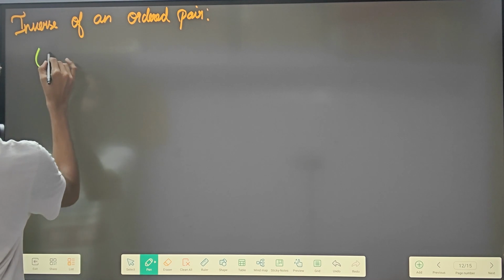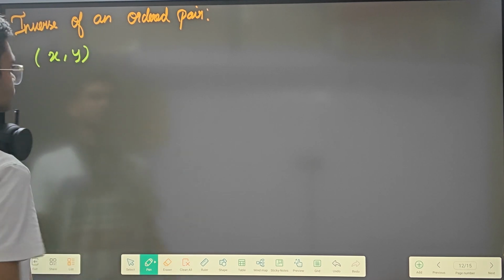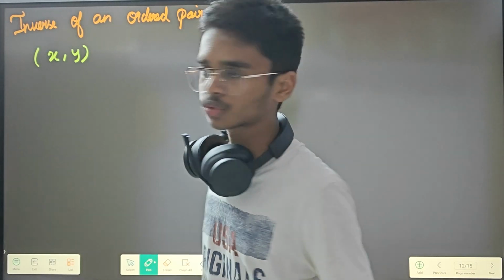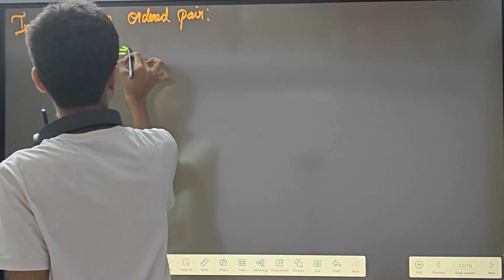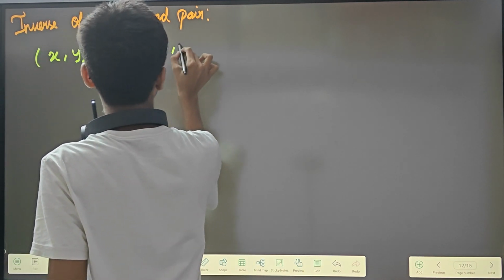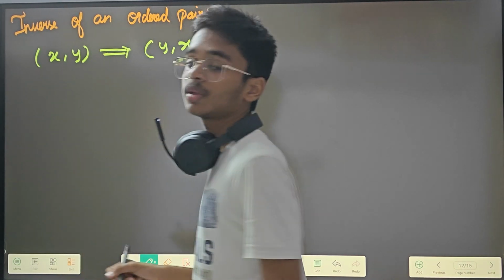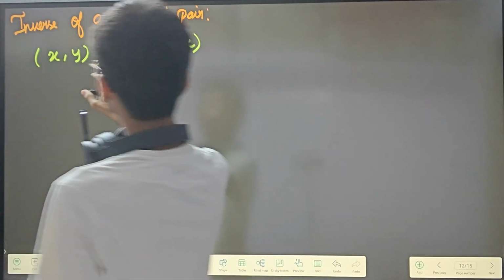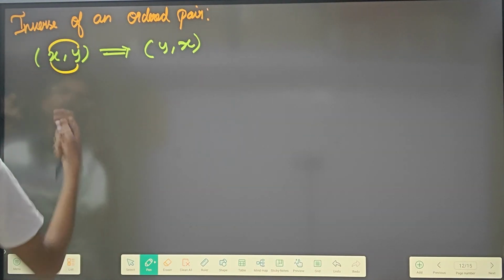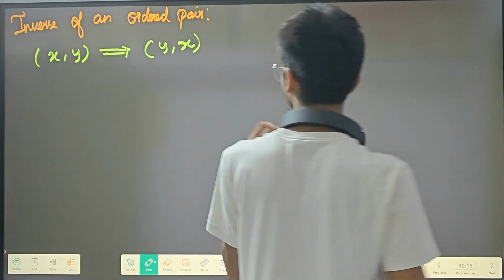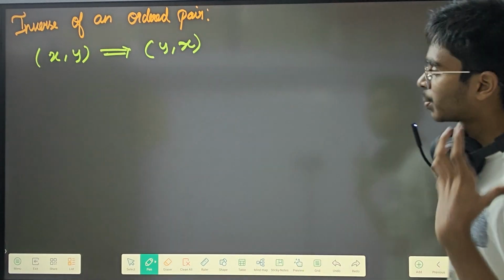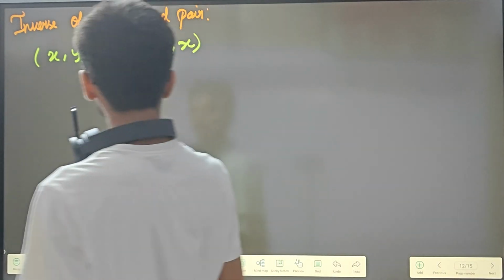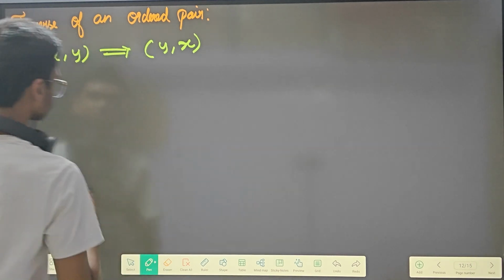For an example, you have x comma y as an ordered pair. The inverse of this ordered pair is going to be y comma x. This you have to know. The inverse of an ordered pair is just the shuffling of this. This will come here and this will come here. Just shuffle them. That is what the inverse of an ordered pair is. Okay, next is inverse relation.